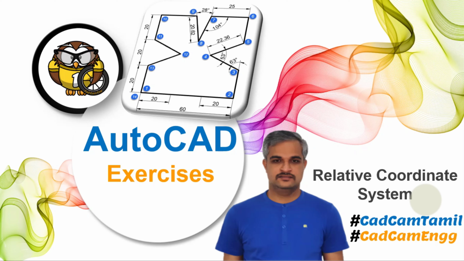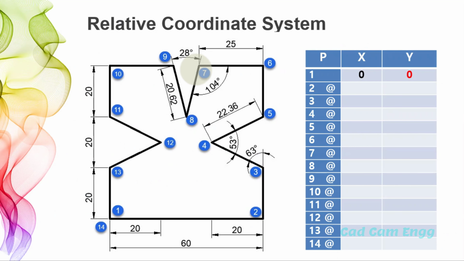So in this video we are going to discuss the relative coordinate system using this drawing. We have already discussed the absolute coordinate system with the same drawing. If you have not seen that video, I give the link in the description, please check it. So this is our drawing. We have 14 points. Before starting AutoCAD, we are going to fill this table.